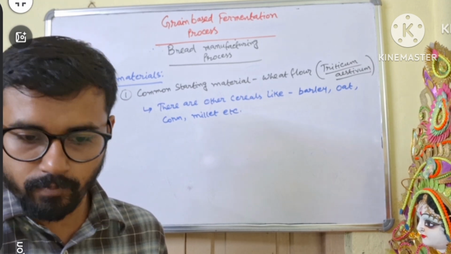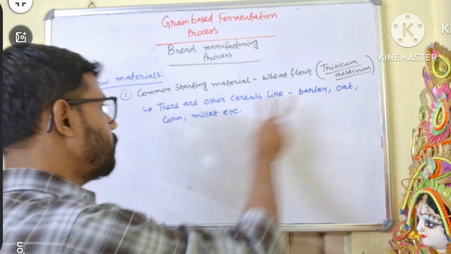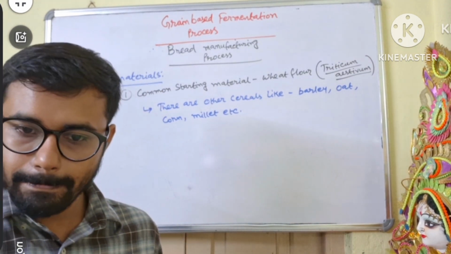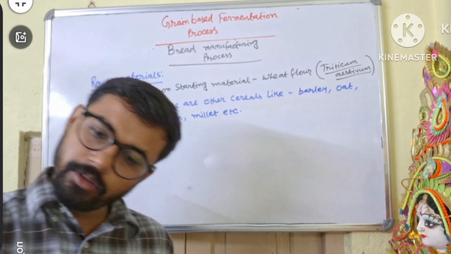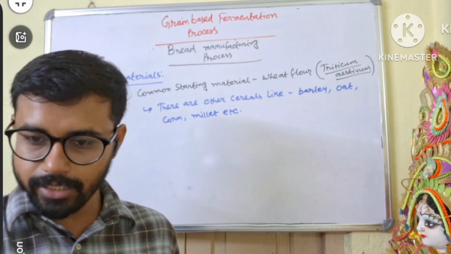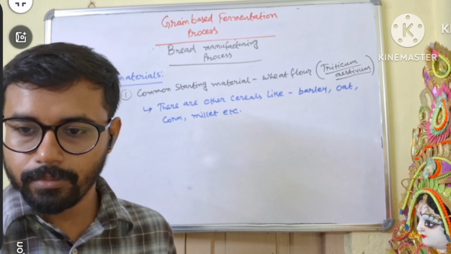First of all, is it because wheat has no other nutritional values? Barley, oats, corn, millets, they also have good nutritional value. Wheat also has nutritional value, but wheat cannot be consumed directly. That is why you have to make the consumable form. That is the bread.